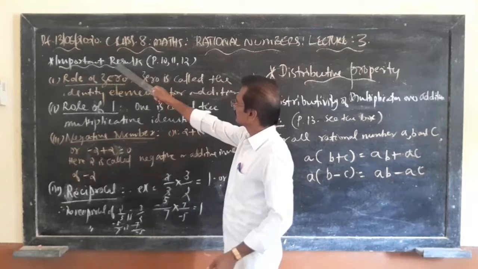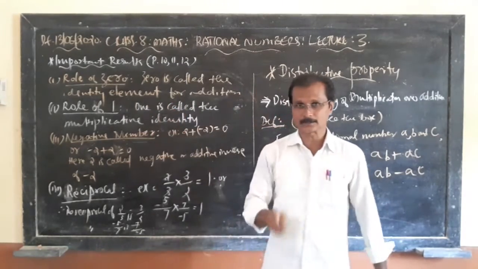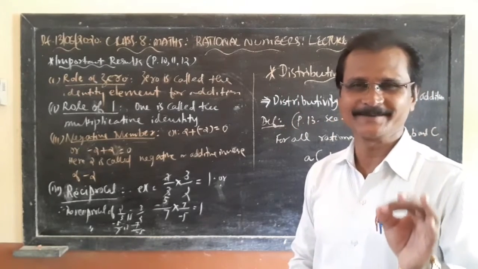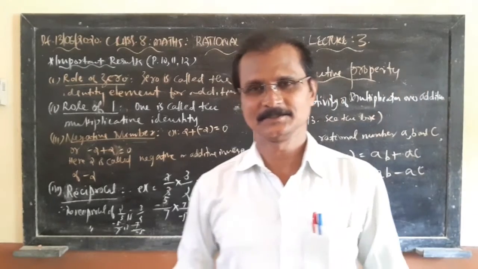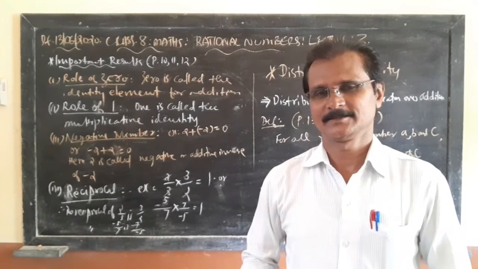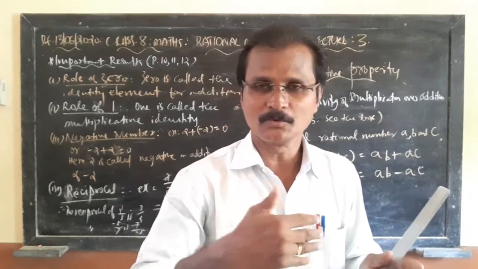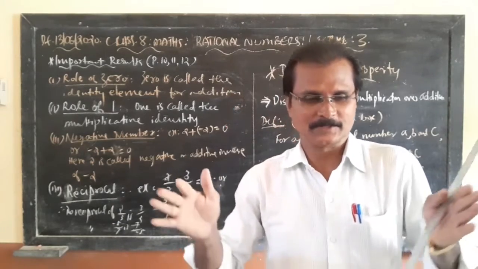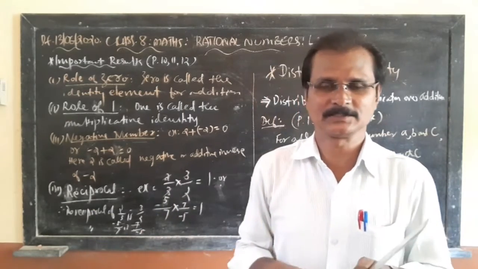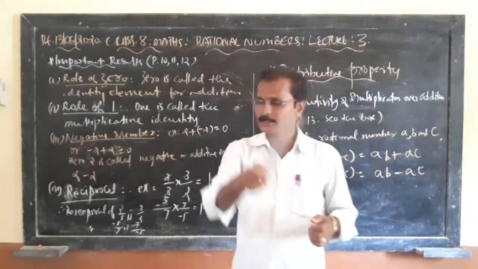So today we have seen these 4 results. One is the role of 0. So remember, 0 is called the neutral element for addition. You remember the gear story. Neutral position. In neutral position, the vehicle will not move forward or backward. It will be positioned in a resting position, neutral position. So that means the role of 0 is just like a neutral gear.